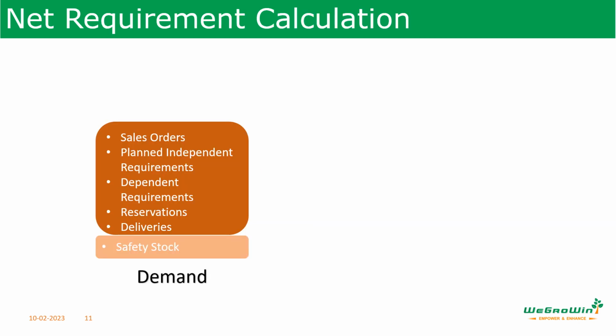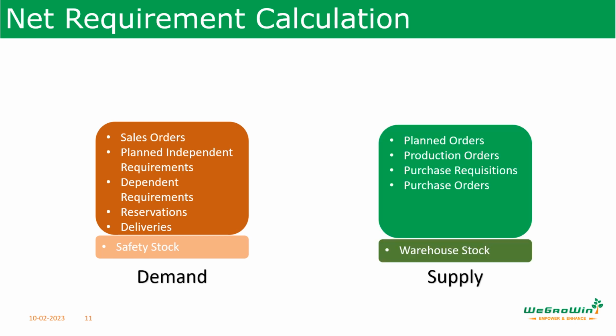In the net requirement calculation, the system will check the demand first. The demand side involves sales orders, planned independent requirements, dependent requirements, reservations, deliveries. Please note, safety stock is also demand. And then there is the supply side. The supply side involves planned orders, production orders, purchase requisitions, purchase orders. The warehouse stock is also considered because that is the inventory.